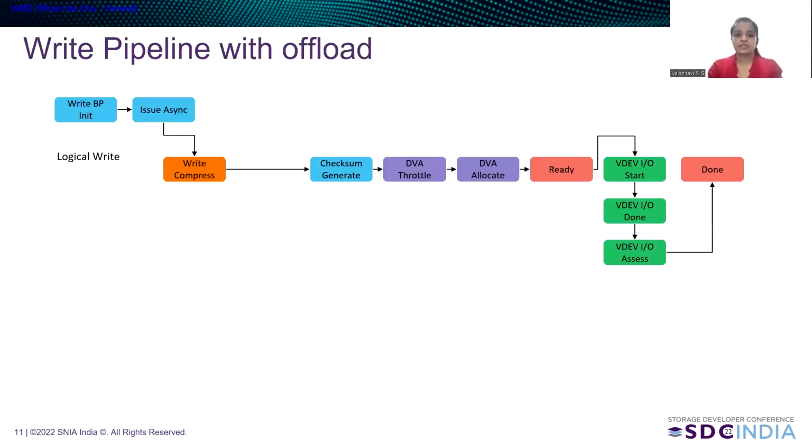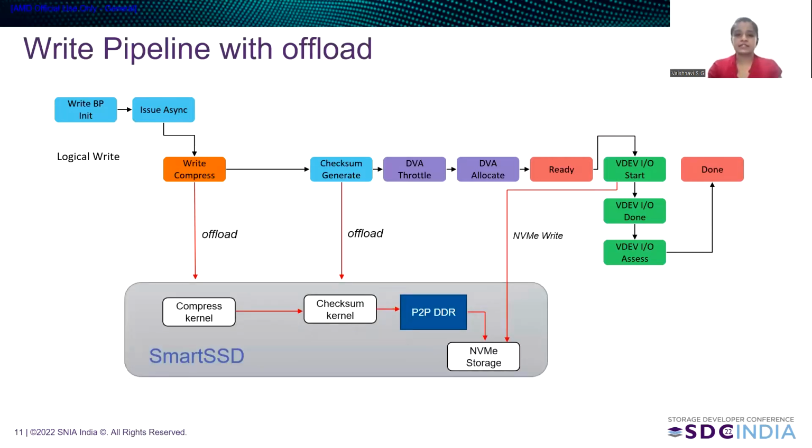Now let's go back to the write pipeline and see how SmartSSD can be used to offload some of its stages. As seen here, we offloaded the compression and checksum calculation to FPGA kernels on the SmartSSD. Also, the compressed data is stored on the FPGA DDR, and this buffer is moved to NVMe storage directly during the disk write stage of the pipeline.